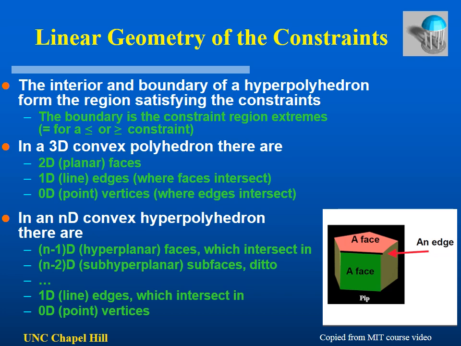The intersection of two planes forms a line. These are the edges. They are one-dimensional. It only takes one number to say where you are along a line. These are where the faces intersect. And when 3 faces intersect, or equivalently when 2 edges intersect, you get a 0-dimensional entity, a point. And those are the vertices.